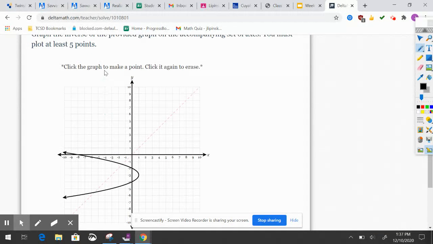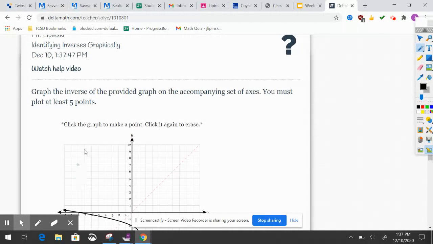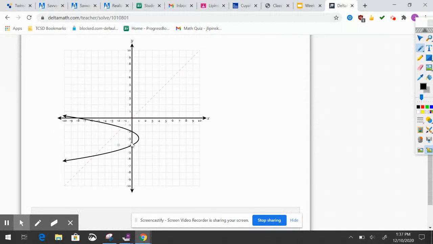So this is saying click the graph to make a point. So what we have to do is we have to make 5 different points. And remember, I'm going to label these points, but I'm going to use the inverse of each of these points. So this ordered pair right here would be 1, -3. Well, I'm going to click -3, 1. That's the inverse, we just flip the x and the y. This would be 0, -2. So I'm going to click -2, 0.